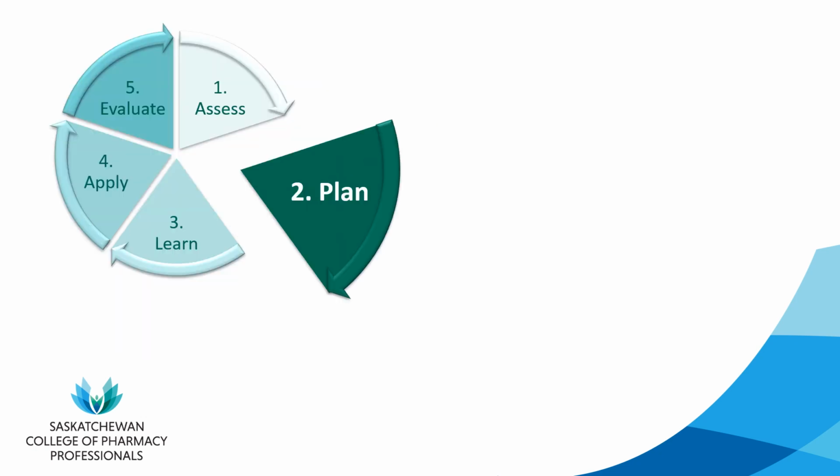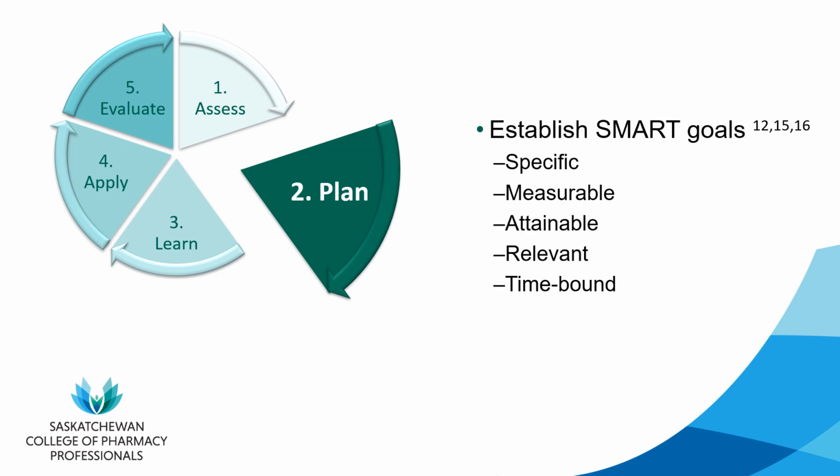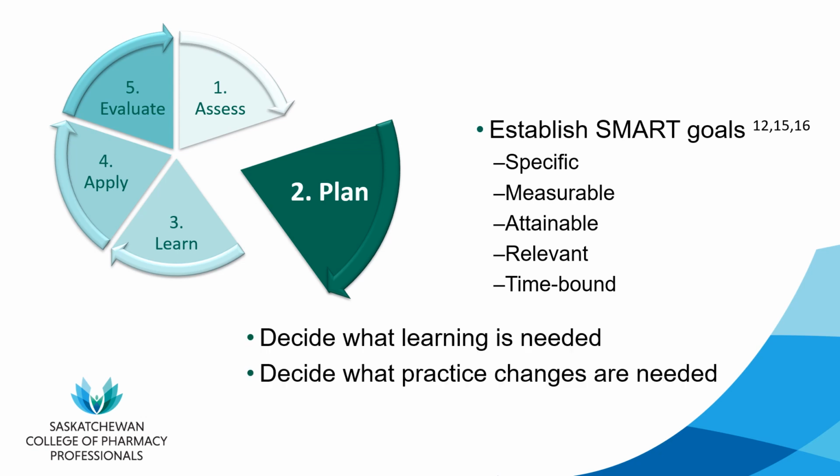Next, we need to make a plan to target the area of practice that we have identified. This starts with SMART goals. This process helps ensure we are targeting specific improvements, planning how we will measure when we've gotten there, making sure that the changes we want to make are attainable and we aren't biting off too much at a time, making sure our plans are relevant to benefit us, our patients, our colleagues, and others, and establishing a time frame that we're working within so we know when we'll remeasure our success. You will then need to decide what learning is needed and what practice changes are needed in order to meet this goal.